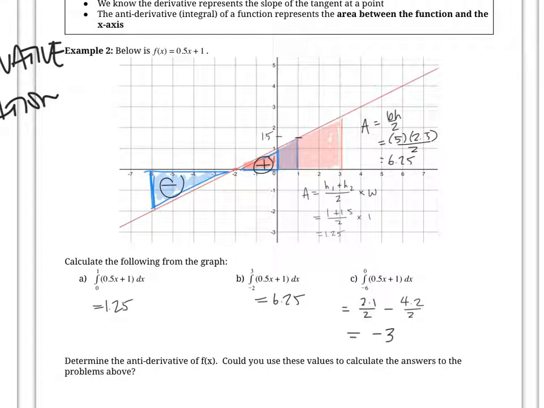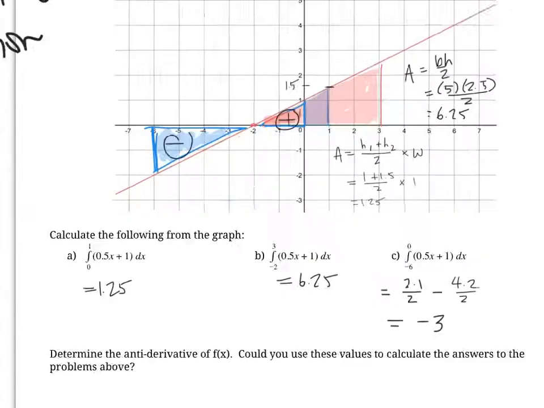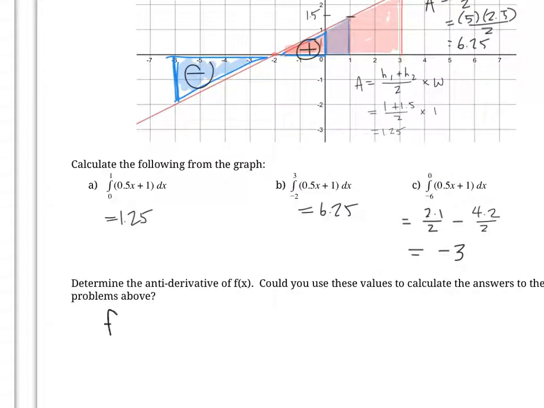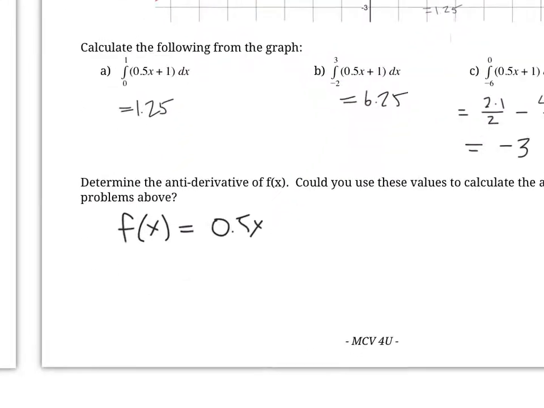Now the next question asks us to determine the antiderivative of f of x and use this value to calculate the integral instead of from the graph. So we just did it graphically. Can we find the areas using the antiderivative? So the function again is f of x equals 0.5x plus 1.